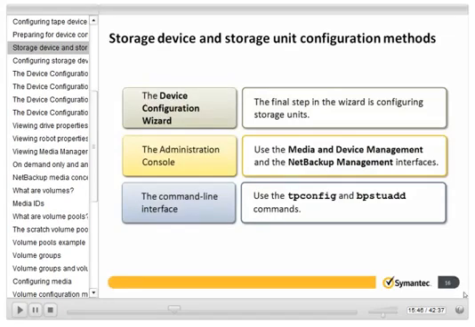There's storage device and storage unit configuration methods. So the easiest way to add your devices into NetBackup is to configure your device through the device configuration wizard. Another mechanism is to do it through the administration console. You can use the media and device management utility as well as the NetBackup management interfaces for that. The command line interface you can run as tpconfig. That would work both for Unix and Windows. For complete command line, it's bpstu add.